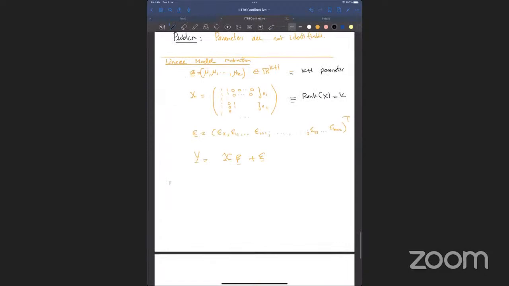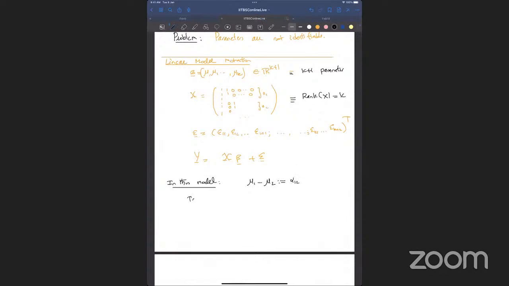In this model, you can check that if you look at mu1 minus mu2, if you want to estimate that, let's say, let's call that some alpha 1, 2. This is estimable. Why is it estimable?